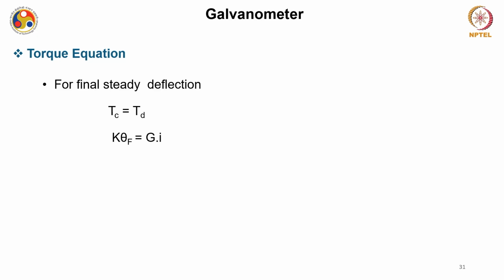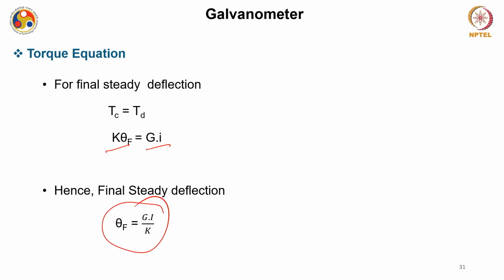At the final steady state deflection, TC will be equated to TD. So, if I equate TC with TD, I have K theta f equal to G into I, or the final steady state deflection theta f can be written as G into I divided by K. So the deflection is G by K into I. This deflection is now very clear to us, and I am calling this equation 7.